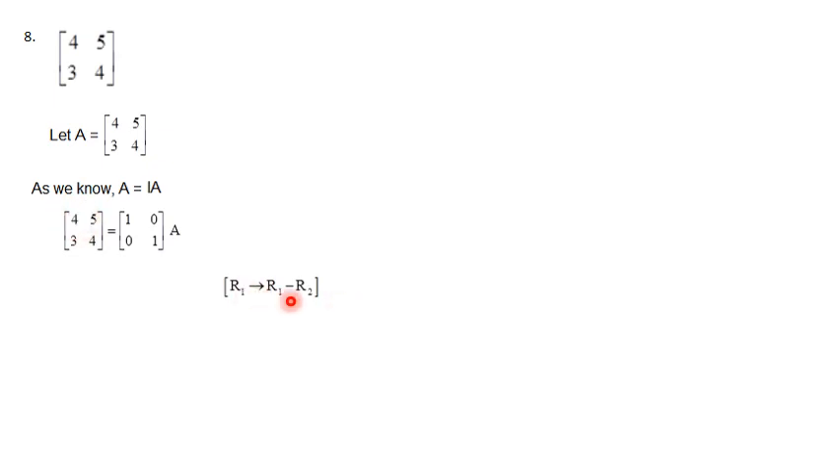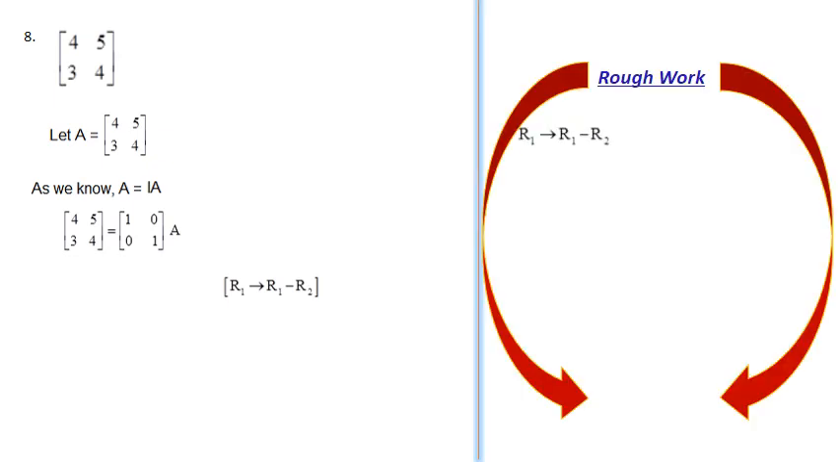The row operation is R1 minus R2. R1 is this one, 4, and if you subtract 3 from 4 we will get 1. So R1 minus R2 will go for the rough work. R1 gives R1 minus R2. R1 is here 4 minus 3, that is 1.